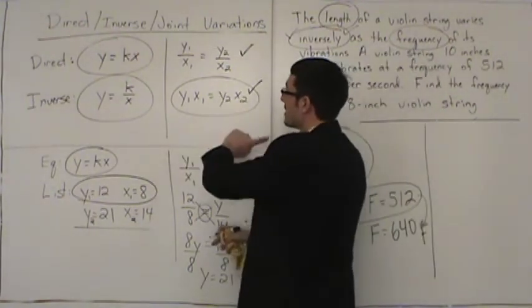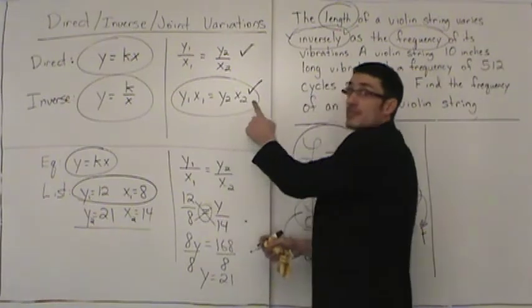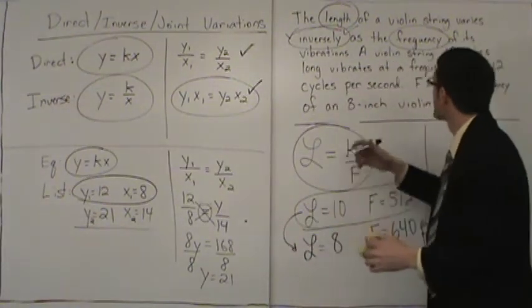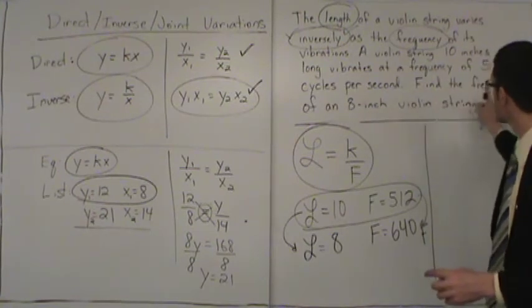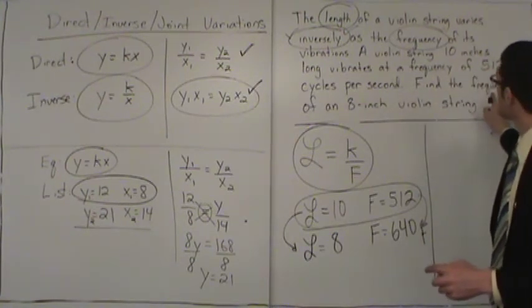If you see the word inverse, what equation are you using? You're using the equation y1x1 equals y2x2. Notice, you can figure it out. You have 10-inch length, 512 frequency, 8-inch length. You don't know the frequency. So what can you say here?